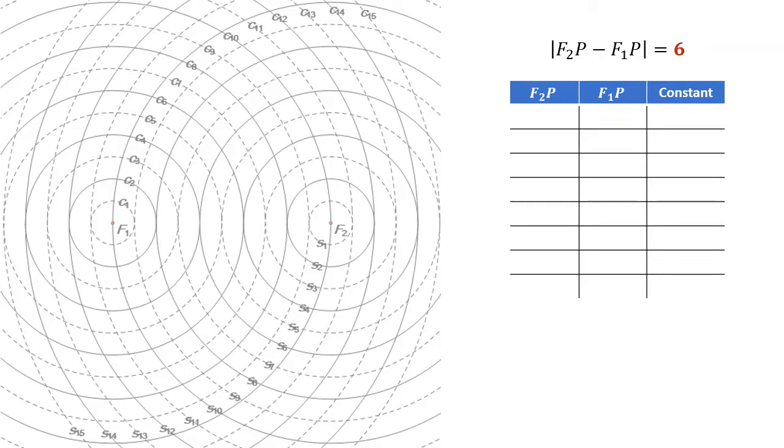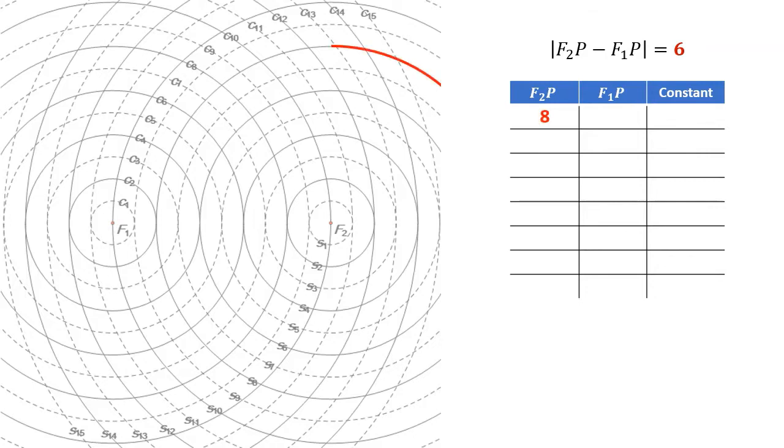Okay. And similarly around F2, the focal point F2, I call those circles S1, S2, S3, to differentiate between the two sets of circles. So S9, for example, is 9 units away from focal point 2. Okay, so we want to look at points where the distance between that point and focal point 2 minus the distance between the point and focal point 1 is a constant 6.